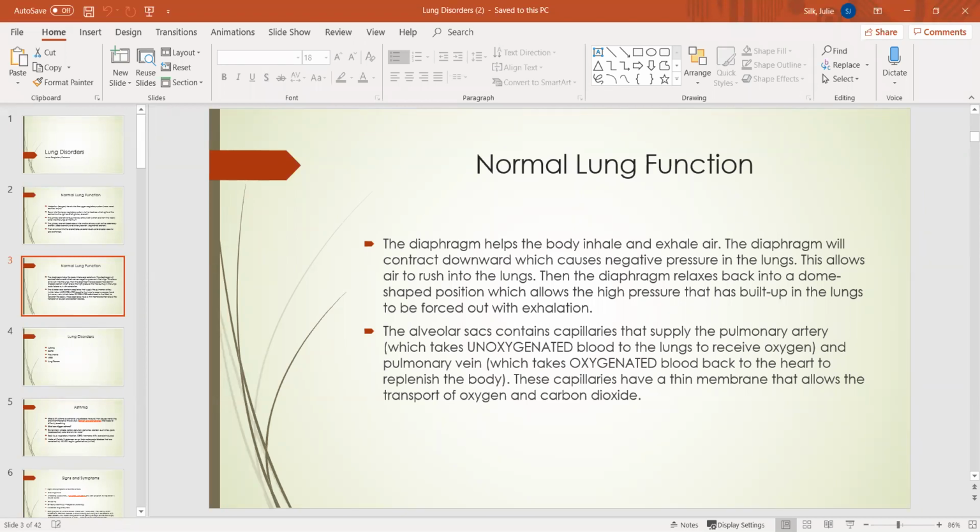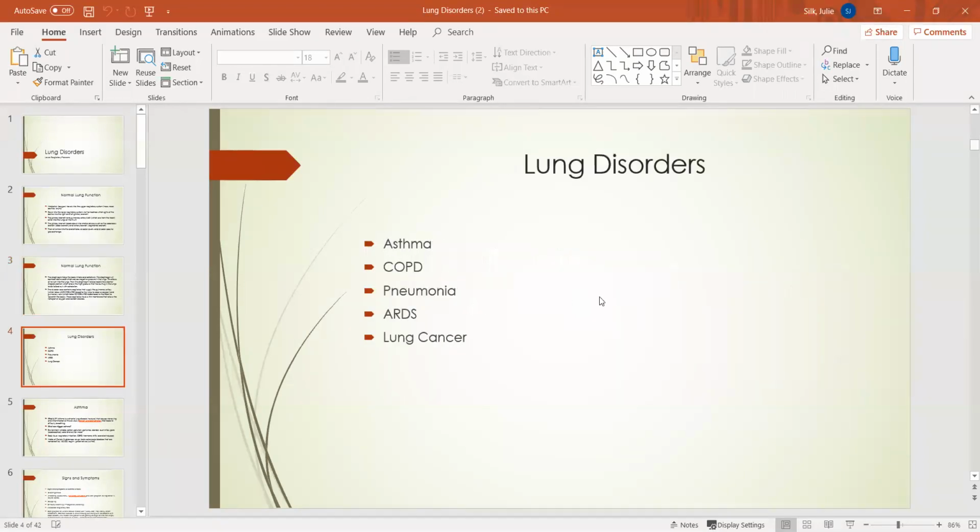normally happens. So when we talk about these different disorders, usually there's a problem somewhere along those lines that we just talked about, and that's why you're having the disorder, because there's a problem in one of those areas. So these are the things that I have in this PowerPoint. We talk about asthma, COPD, pneumonia, ARDS, and then also lung cancer.